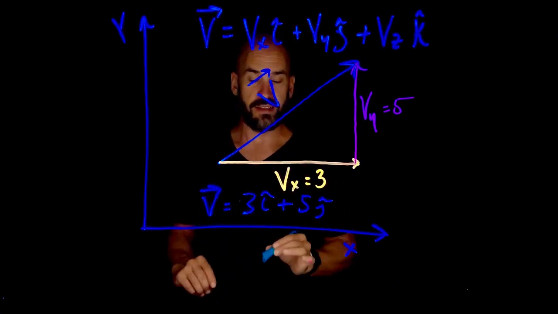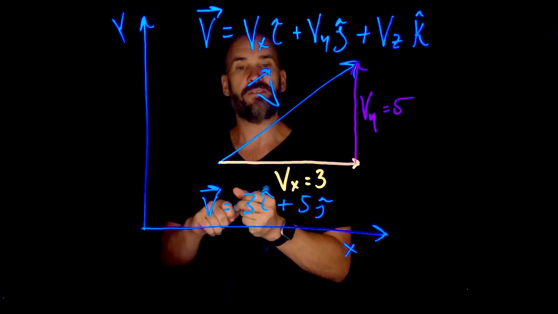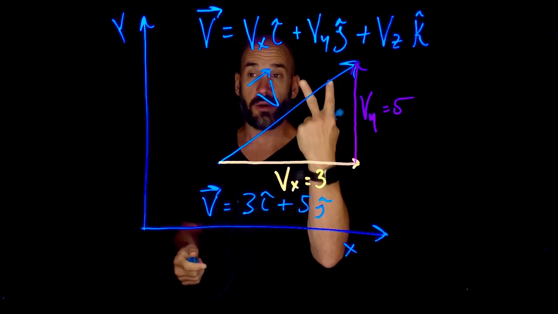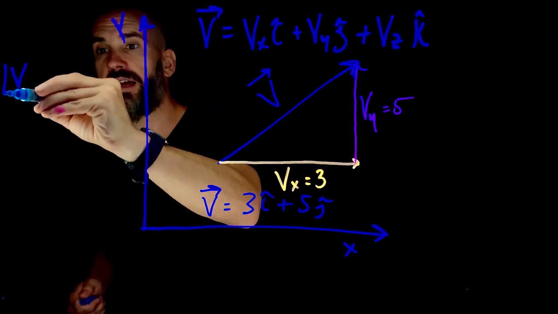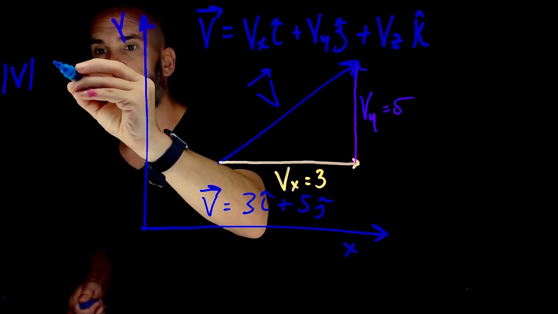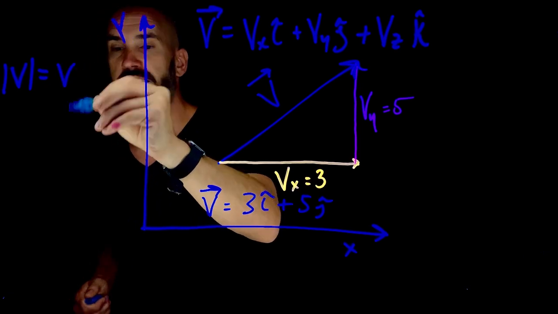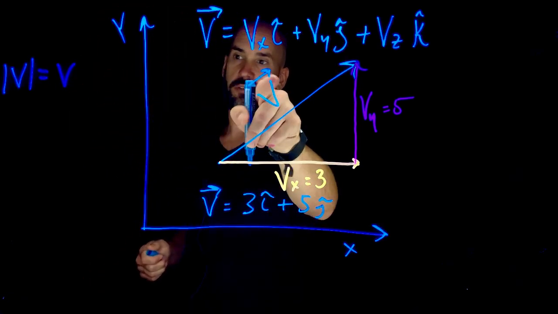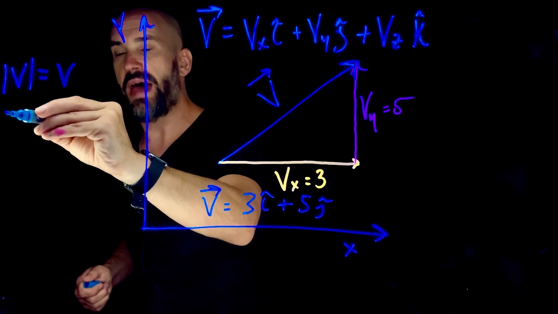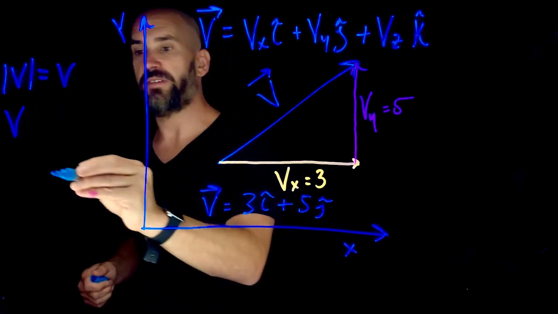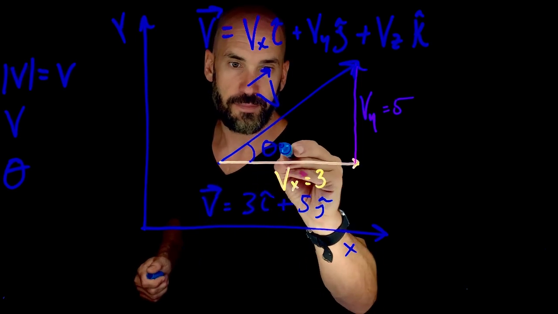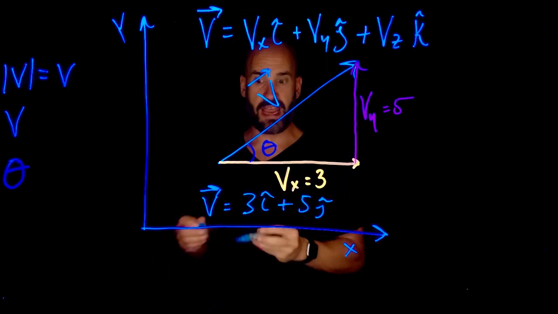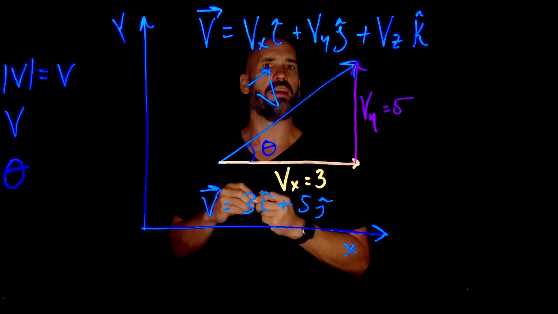The question is, how can we find out the two things that are most important about a vector, right? And those two things are its magnitude, which usually is just written as the v without the little arrow over it, okay? So how do we find the magnitude of a vector, and how do we find its direction, in other words, the angle at which it points? Those are the two things that we care about. How can we solve for them?